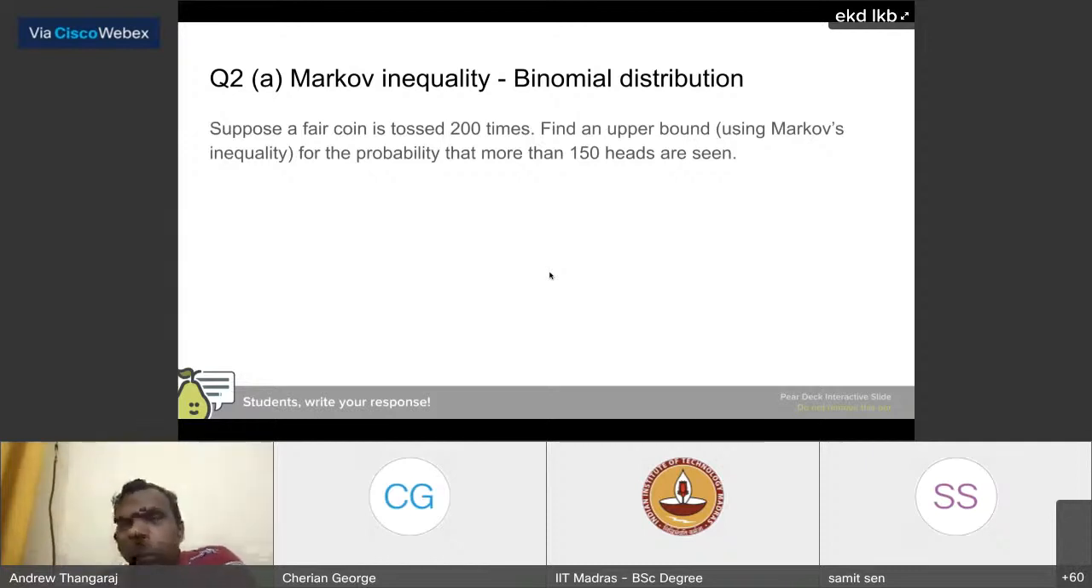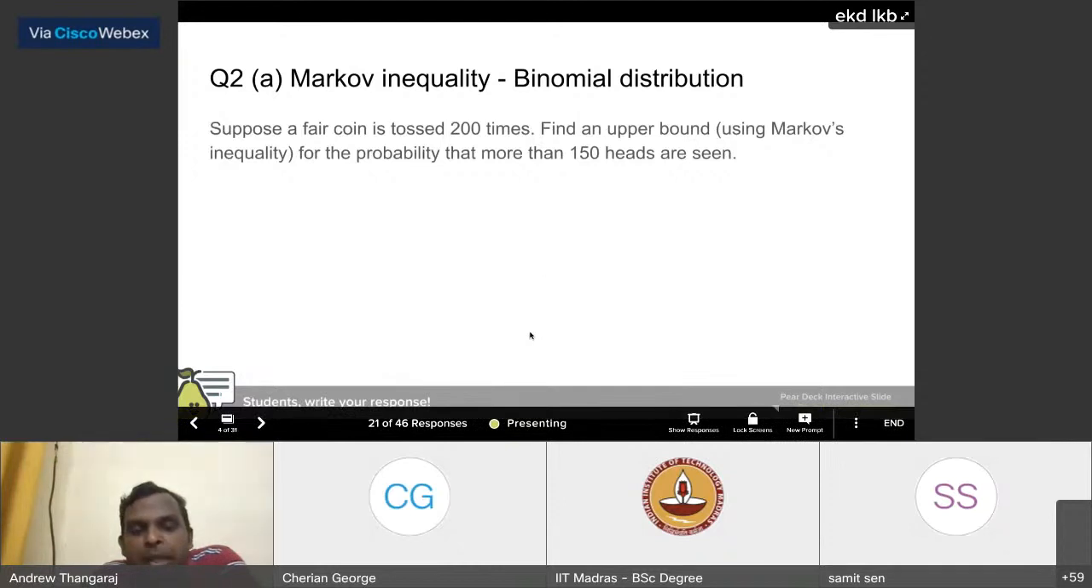You know that that random variable has a binomial distribution, and then you can find its expected value of x. Once you find the expected value of x, it's a question of Markov inequality again, right? The probability that x is greater than 150 is what I'm finding. So it will be less than or equal to that expected value you found divided by 150. That's the upper bound: the probability that x is greater than t is less than or equal to the expected value of x divided by t.